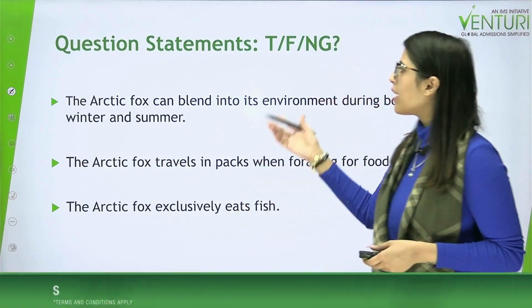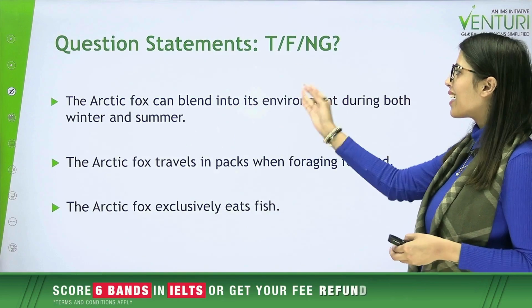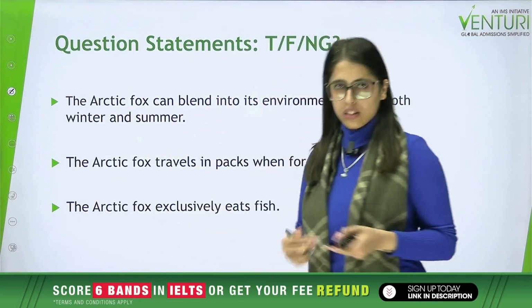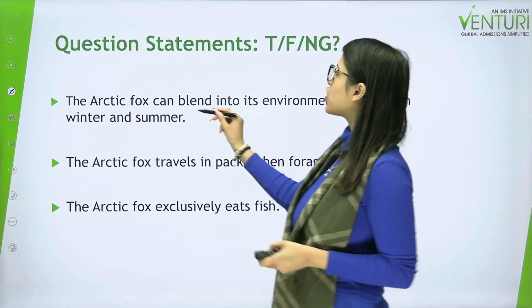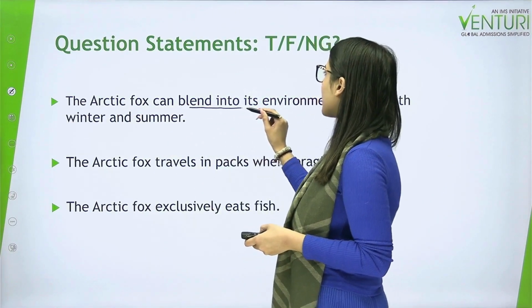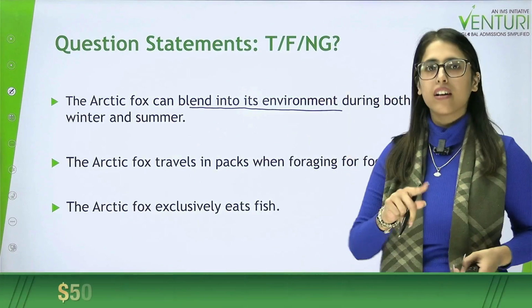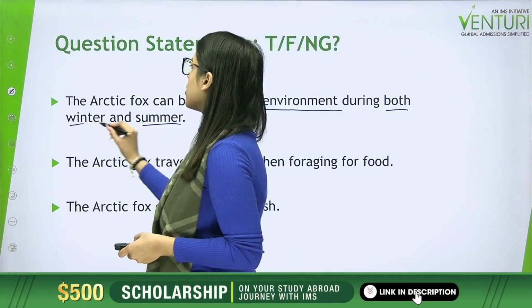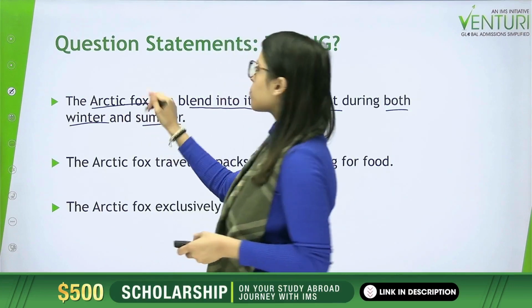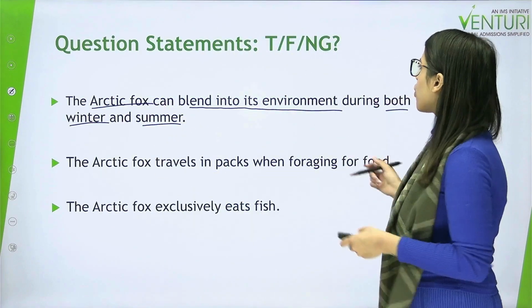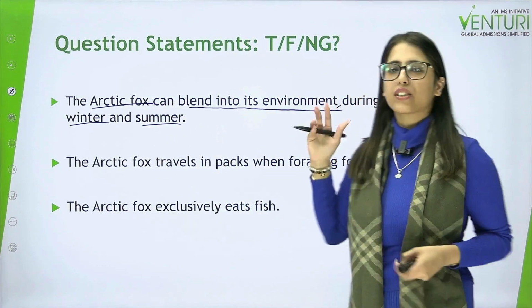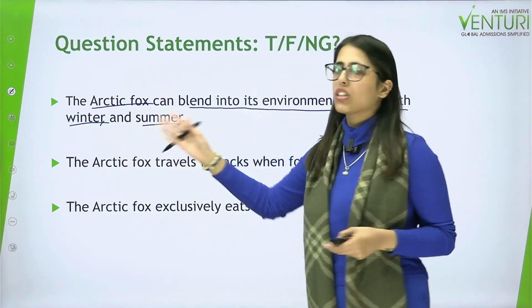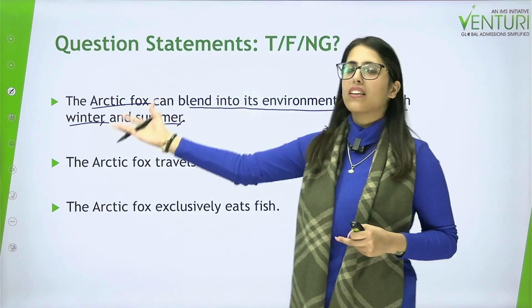So here, what are the key words here? Let's try to first chunk it out and understand the key details. So they are talking about some Arctic fox and they are talking about this feature of this particular Arctic fox, that it can blend into its environment during both summers and winters. So our first keyword could be this Arctic fox. Then we could also look at something which could be a paraphrase for environment and some word which could hint at the environment which is a season of winters or of summers.